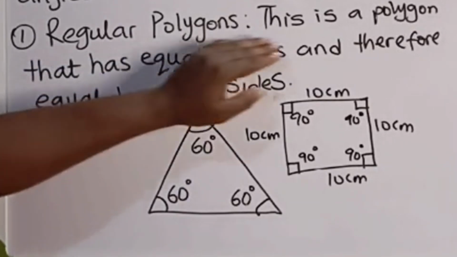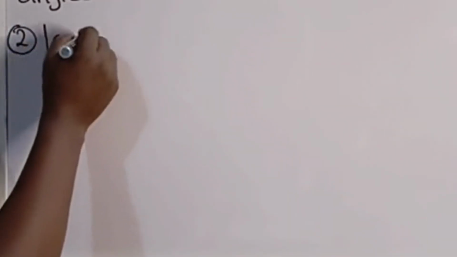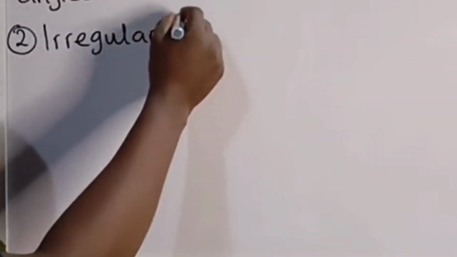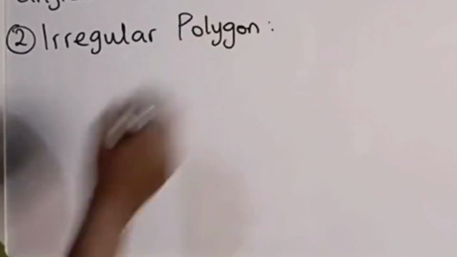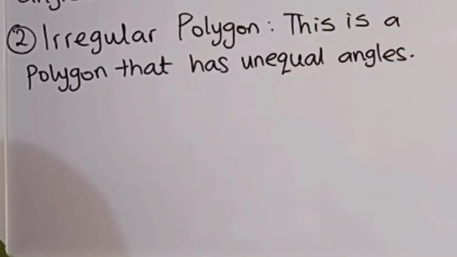So we have looked at a regular polygon, which is a polygon that has each of the angles equal to each other. Now, irregular polygon. An irregular polygon is a polygon that has unequal angles. A polygon that has unequal angles is an irregular polygon.